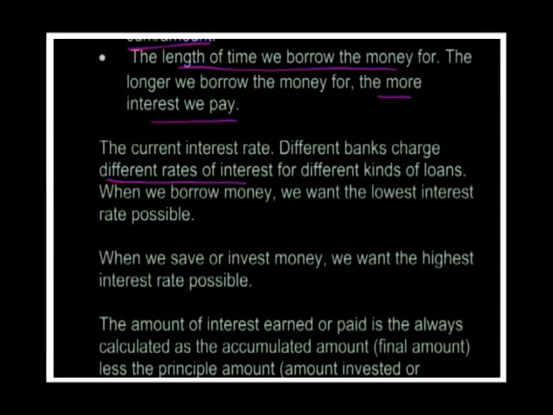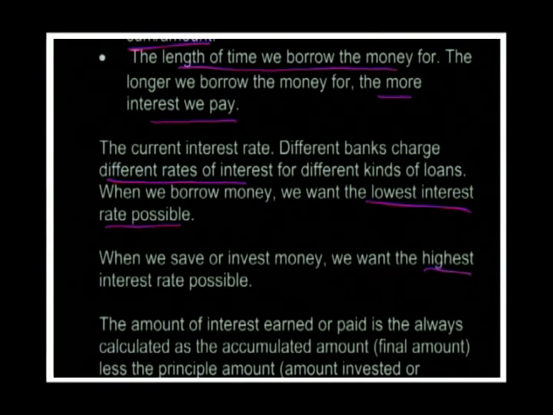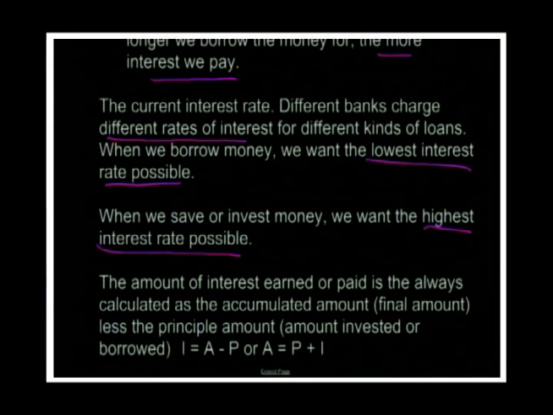When we borrow money, we want the lowest interest rate possible because we're going to have to pay back that interest. So we want it as low as possible. If we're going to save our money in an institution or a bank, then we're also going to earn interest on our money. And in this case, when we save money, we want the highest interest rate possible. We want to make the most amount of money we can on our principal sum.